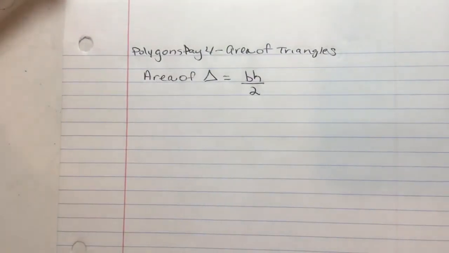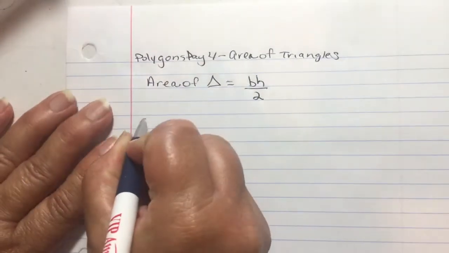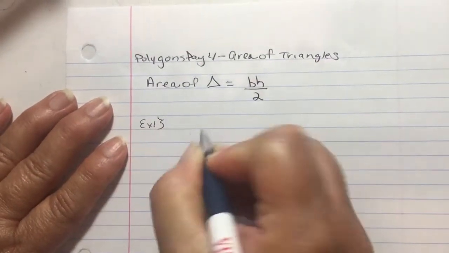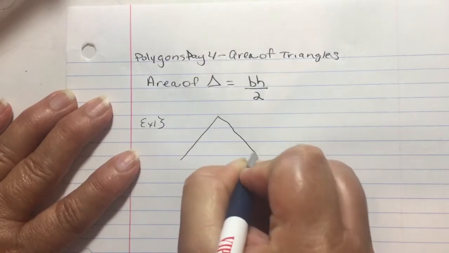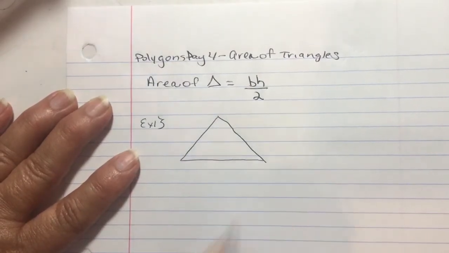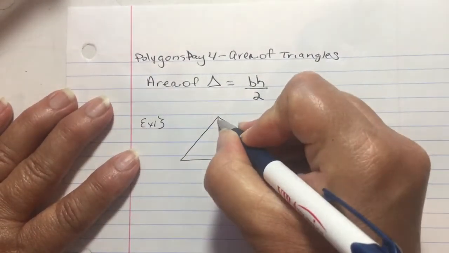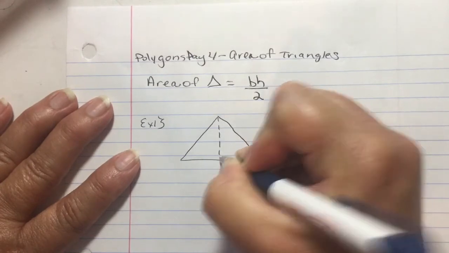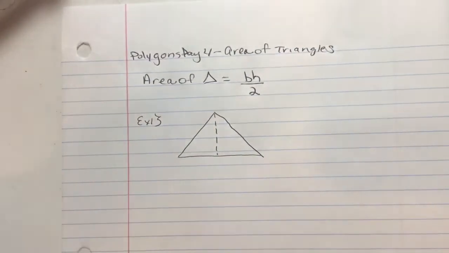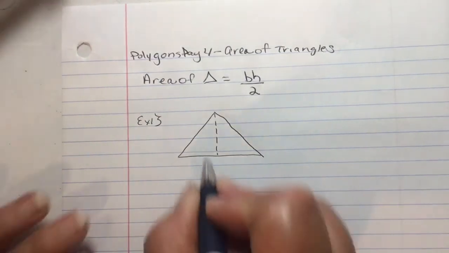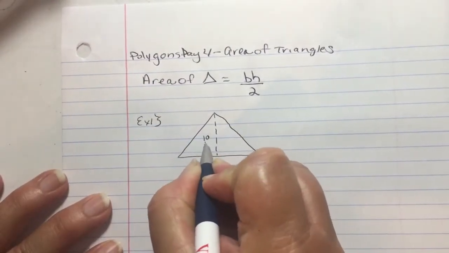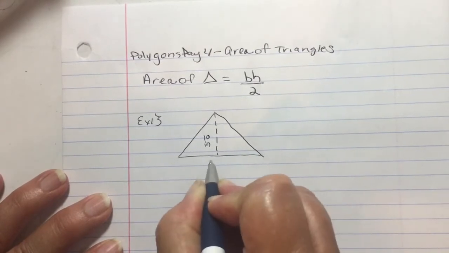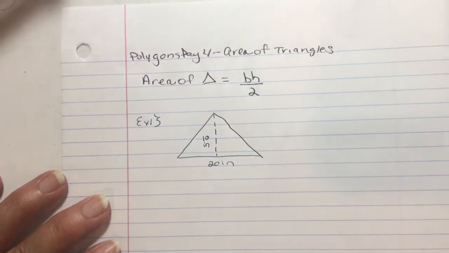All right, I think we'll just do 3 examples. For example 1, I'm going to do a triangle that is acute. The height always has to make a 90-degree angle. So in an acute triangle, it's going to be on the inside. So this height, let's say it's 10 inches, and maybe the base or the bottom is 20 inches.